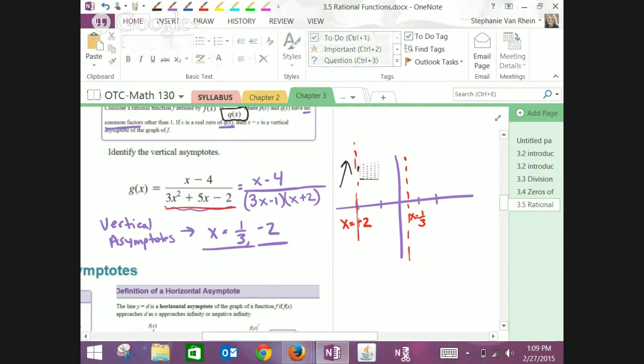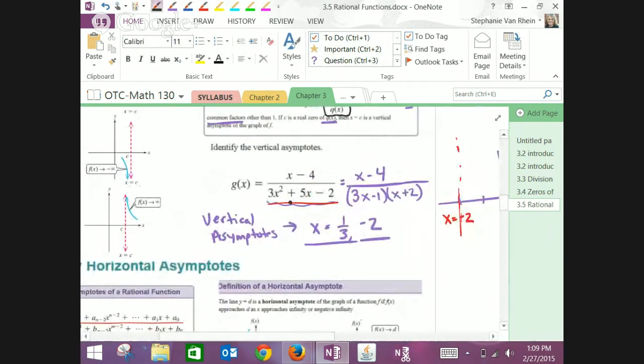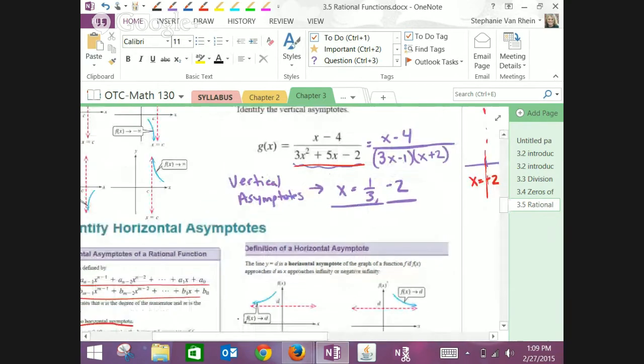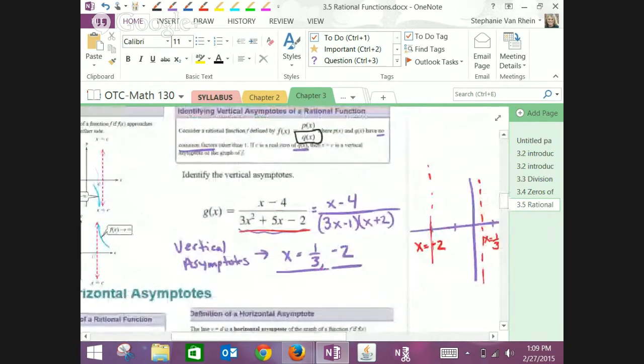So vertical asymptotes are pretty straightforward. You look at the denominator, you factor it. At the x value in which the denominator is 0 means the function's undefined. So that's a vertical asymptote. Any questions on that? So polynomials, we never had to worry about this because polynomials are continuous everywhere. There's no points of discontinuity.